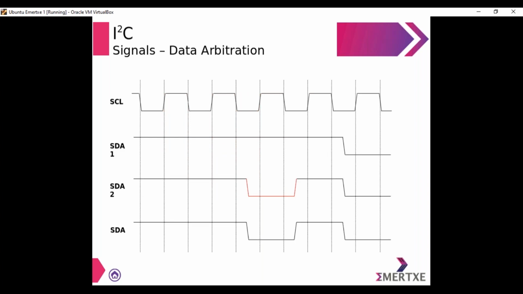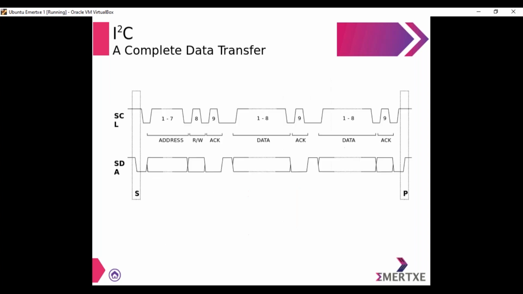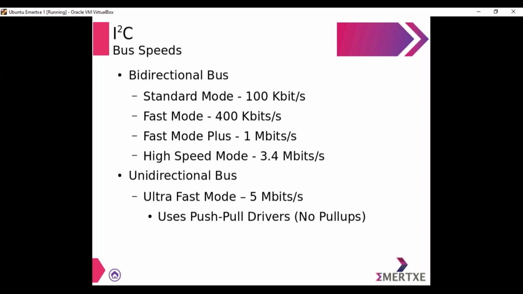And we saw data arbitration, which is used to make a decision of which particular microcontroller is going to win the bus if both the microcontrollers start communicating their data at the same time. So we saw the complete data transfer and different bus speeds.